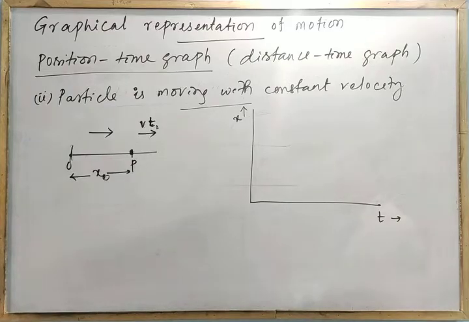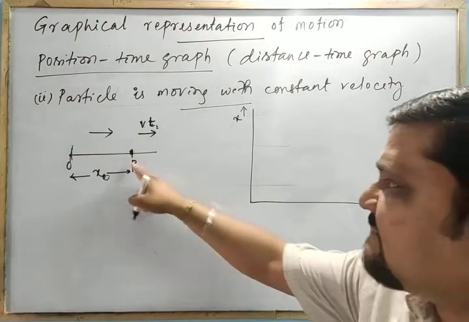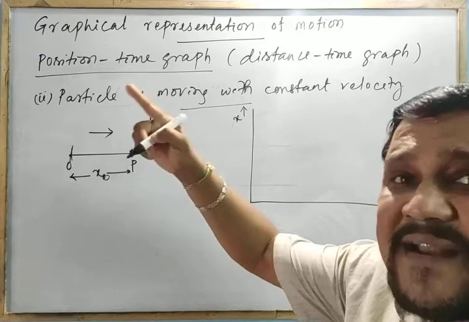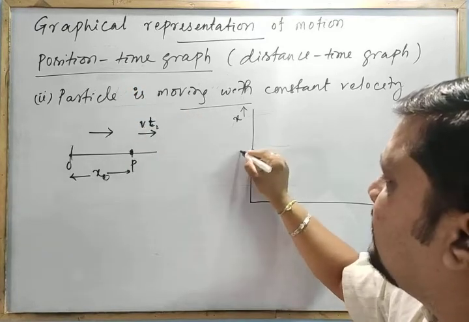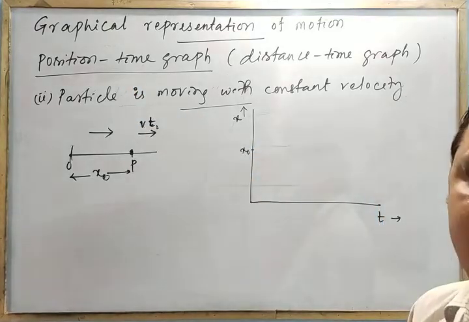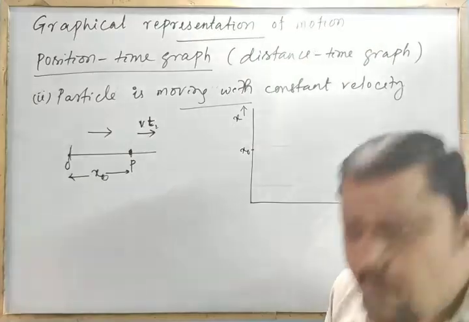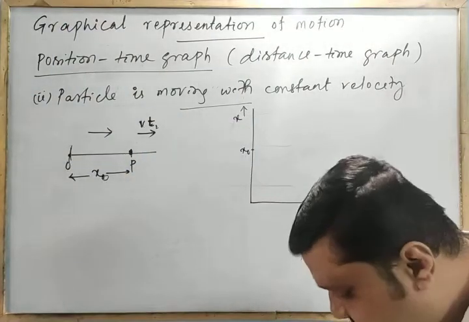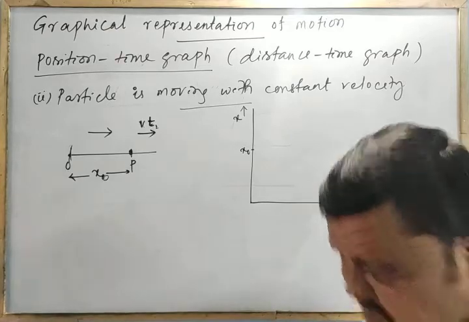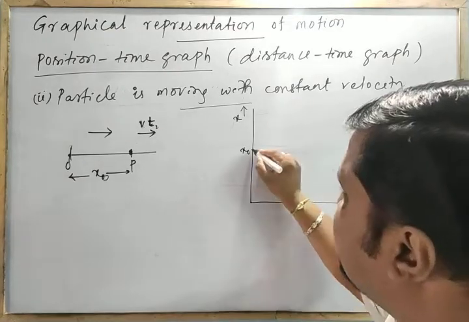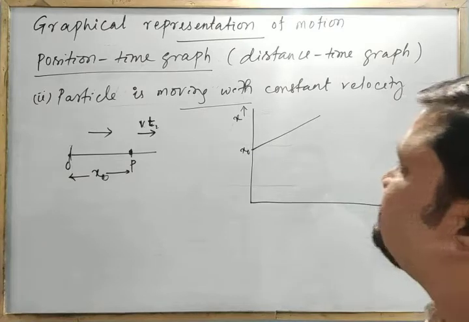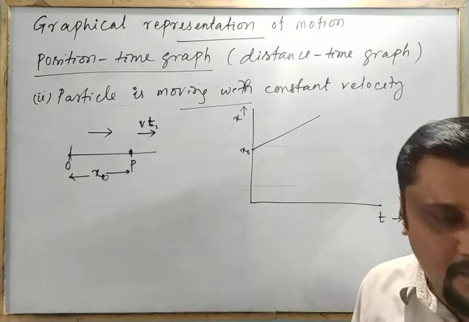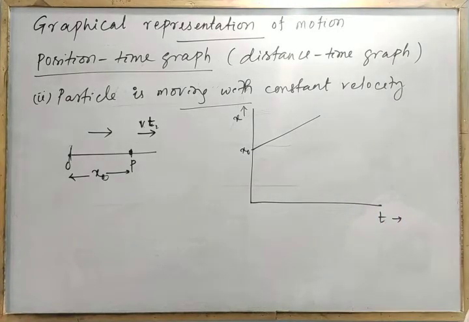So in that case, at time t equal to 0, where is the particle? At P. At what distance? x naught. From there, it moves with a constant velocity. So if it is moving with a constant velocity, then it is a line like this, Vt, right? So this is the Vt.